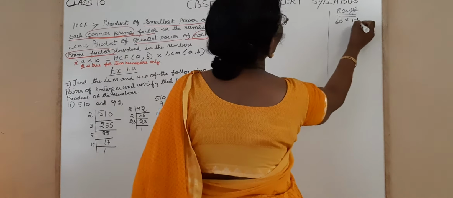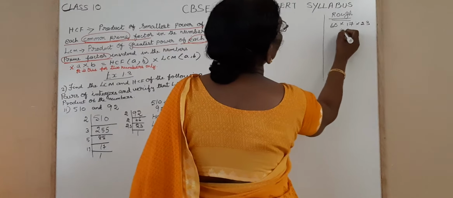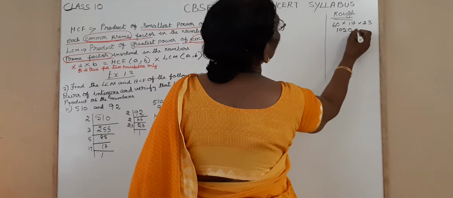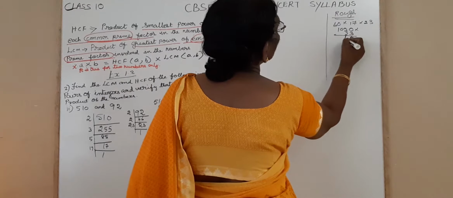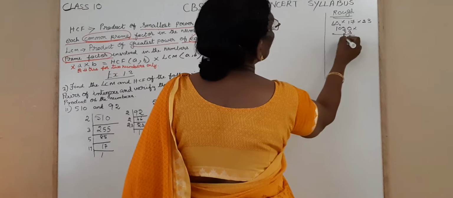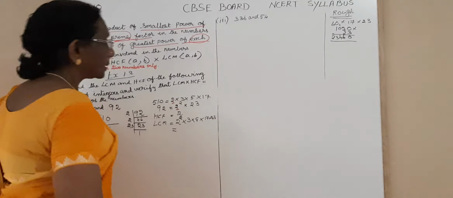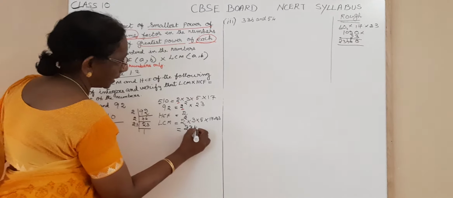60 into 17 into 23. 0, 6 7s are 42, 6 ones are 6. 102 into 23. 23 0, 46, 4, 4, 23. So what is the LCM? 23,460.